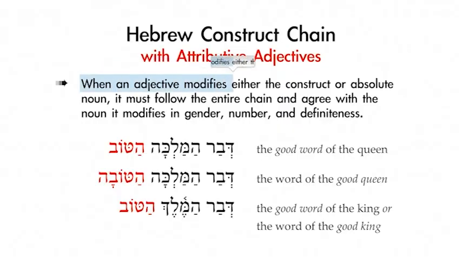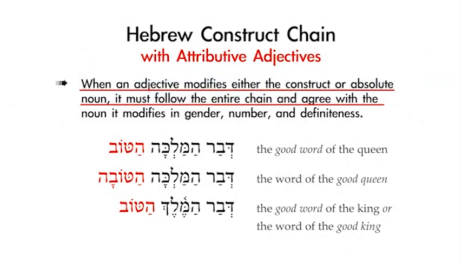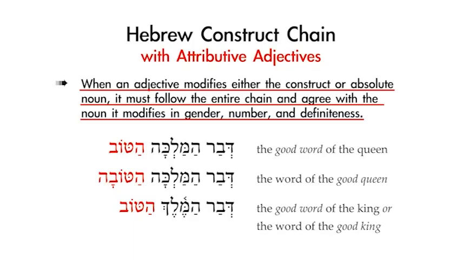When an adjective modifies either the construct or absolute noun, it must follow the entire chain and agree with the noun it modifies in gender, number, and definiteness. So you're going to have to be a little bit of a detective here and figure out which noun the adjective is modifying based on matching it with gender and number and definiteness. Let's look at our first example together. We have Devar, Hamelcha, Hatov.